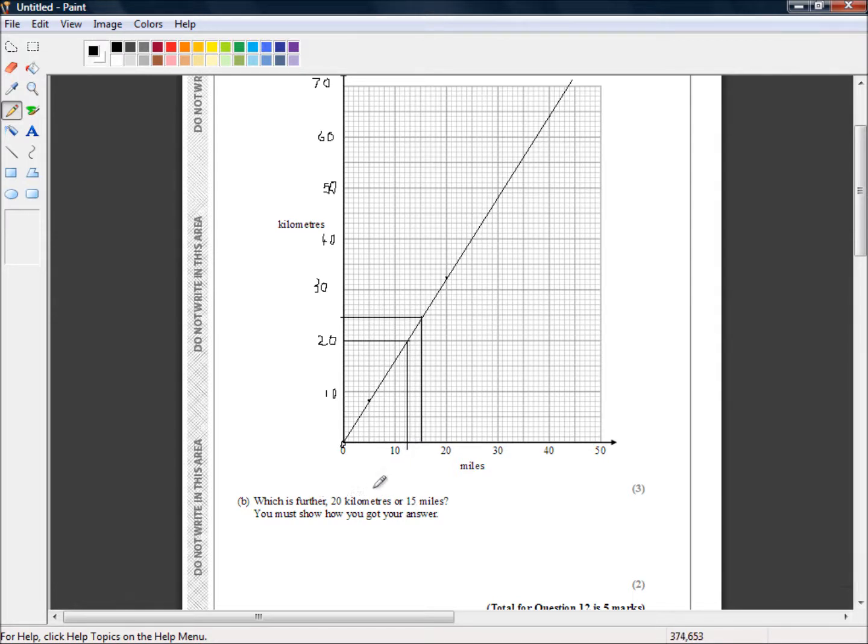Alternatively, and you don't do both, you could do either, you go to the 15 mile mark, which is here, and you read up your graph until you get to your line, and then you read across, and you see that it's 1 less than the 25 mark, so that's 24 kilometres. So 15 miles is 24 kilometres, 20 kilometres is 12.5 miles, so which is further? Well, clearly 15 miles is further than 20 kilometres.